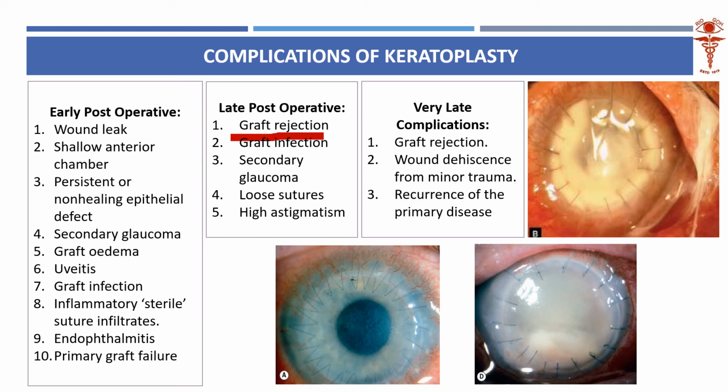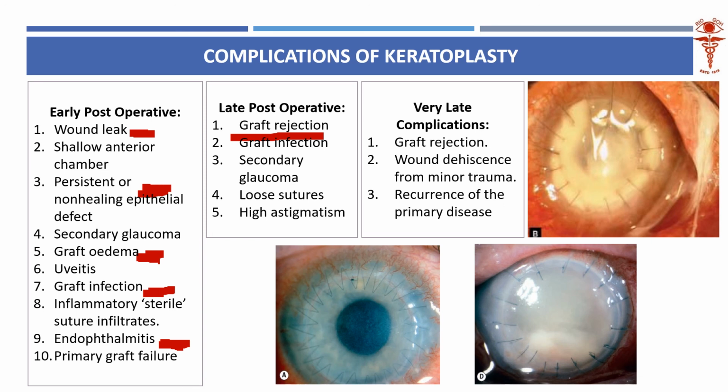More common is wound leak, because I am putting 16 sutures now. Persistent epithelial defects: the 16 sutures might irritate and cause epithelial defects and they might not heal. There can be edema of the graft. There can be infection of the graft. There can be an endophthalmitis, as in any other surgery. These are the complications of a keratoplastic procedure in the early phase.